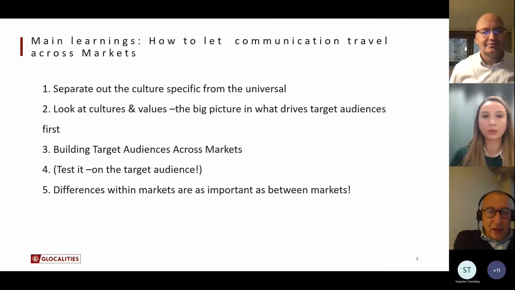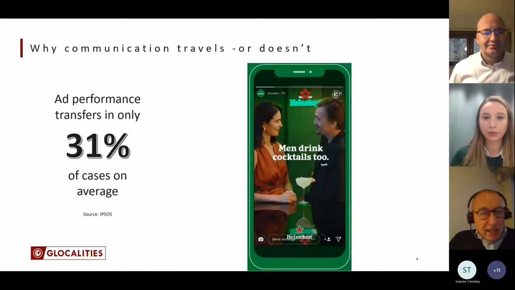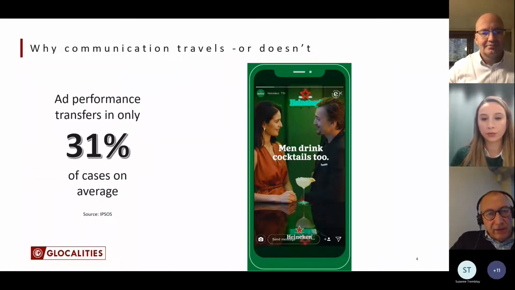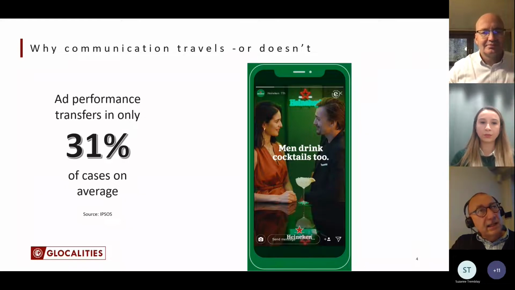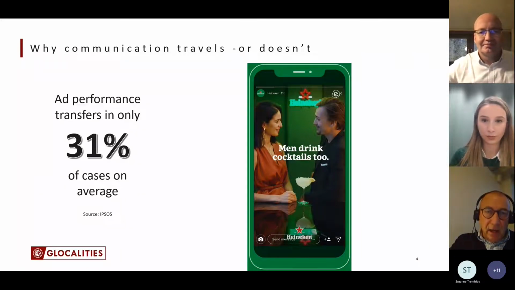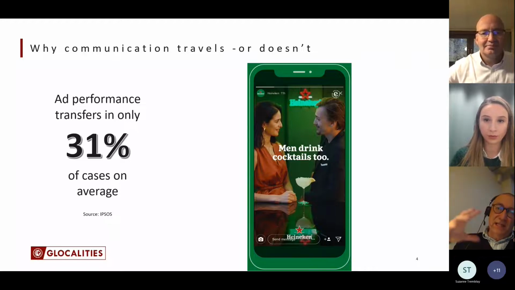But remember, and I hope that will be the takeaway for today, that differences within markets are as important as between markets. Why is this so important? Well, one of our colleagues in research, Ipsos, did an interesting study, and they found out that ad performance, as they call it, travels in only 31% of the cases on average on an international level. It means that if you look at the effectiveness of international campaigns, only 30% of what is set up as an international campaign travels to different markets and over different borders.